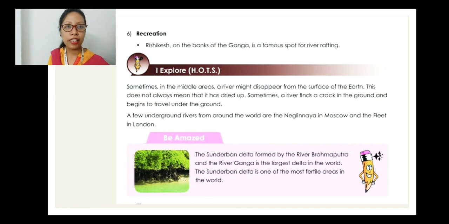The Sundarban Delta formed by the river Brahmaputra and the river Ganga is the largest delta in the world. Now just imagine, the largest delta is in India. The Sundarban Delta is one of the most fertile areas in the world. Clear? So this is one of the facts that you have got in this chapter.